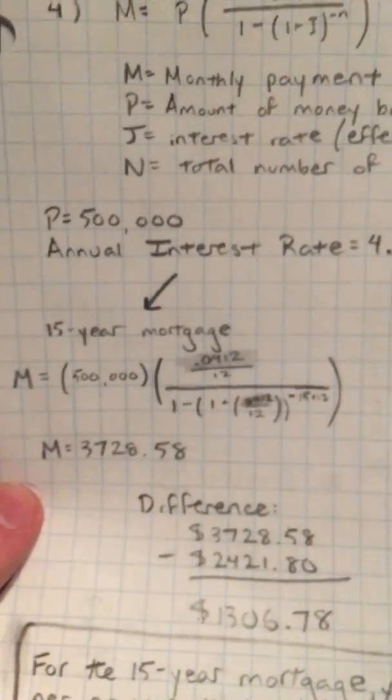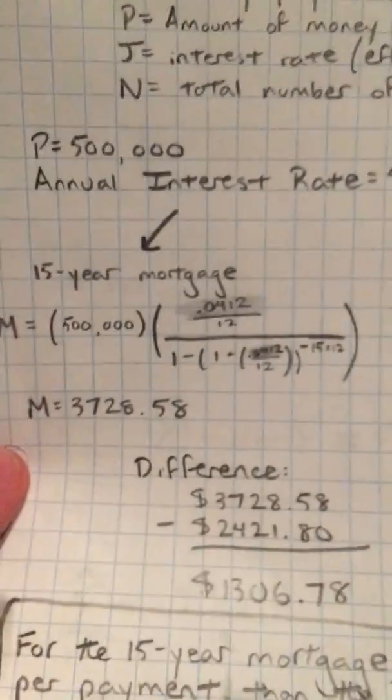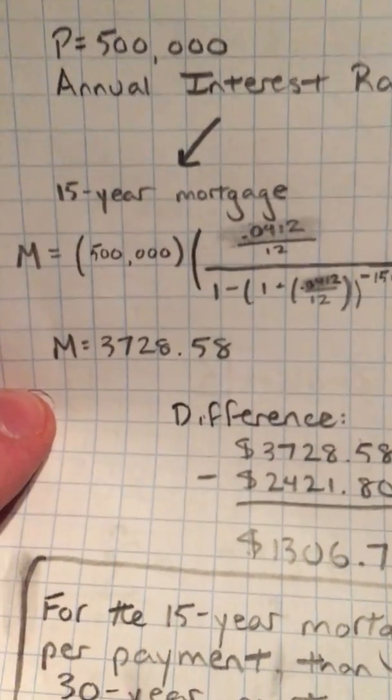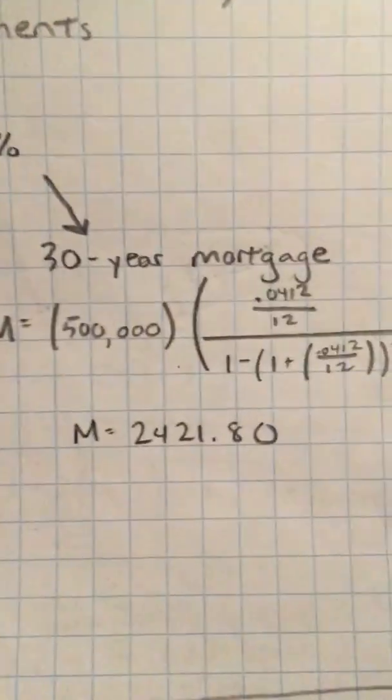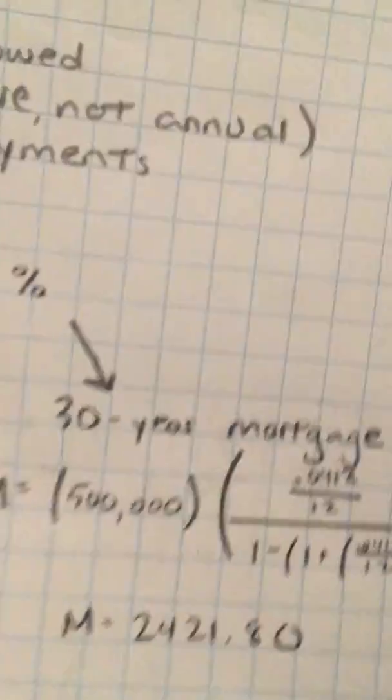Then we just solve, making sure we follow our order of operations, and here we get our monthly payment of $3,728.58, and over here we get a monthly payment of $2,421.80. So now the problem is asking for the difference, correct?